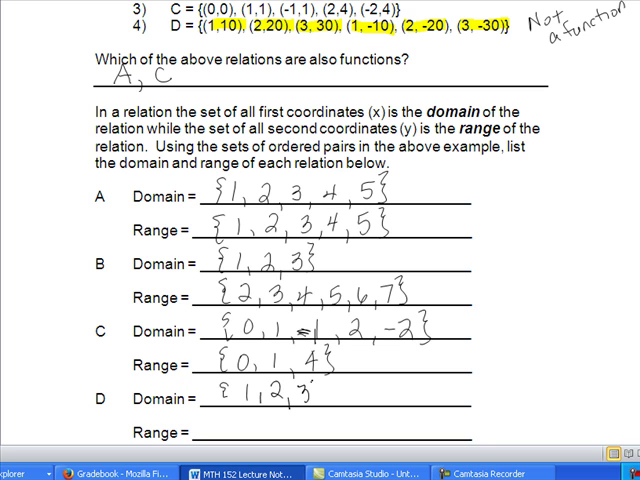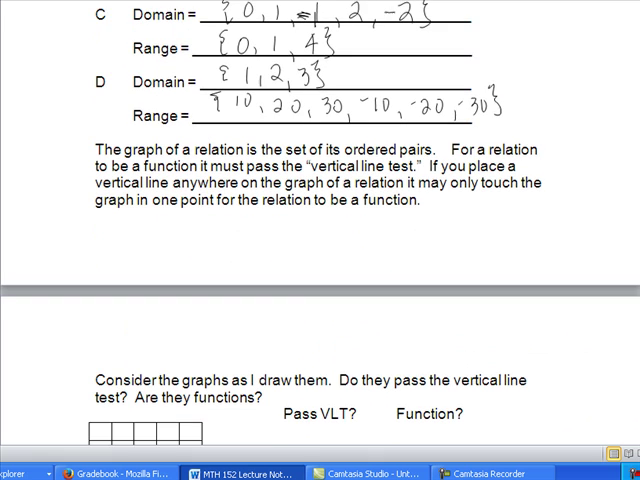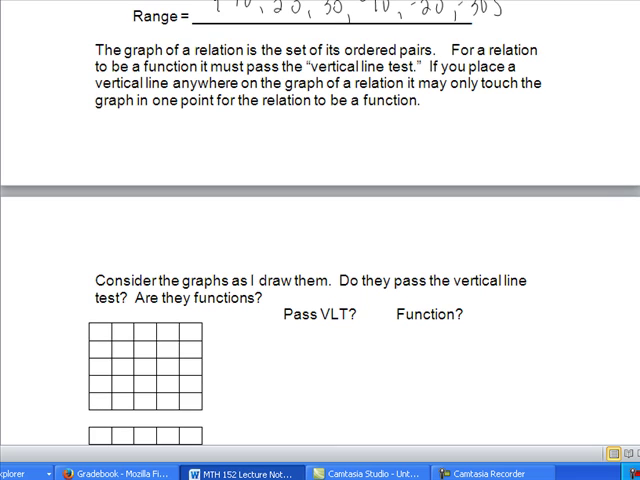Alright, the graph of a relation is a set of ordered pairs. For a relation to be a function, it must pass what we call the vertical line test. If you place a vertical line anywhere on the graph of a relation, it may only touch the graph in one point for the relation to be a function. If it touches in two different places, the same x has different y's.